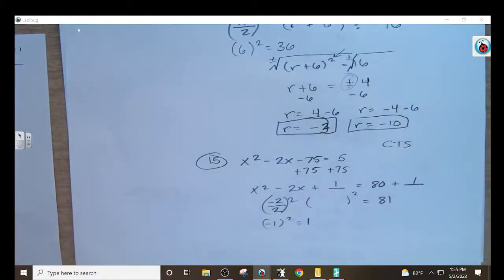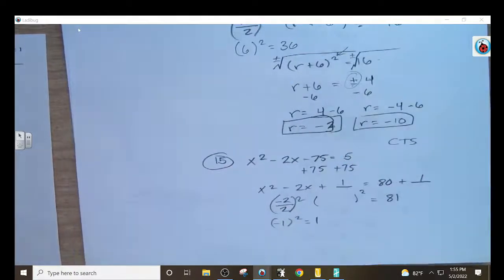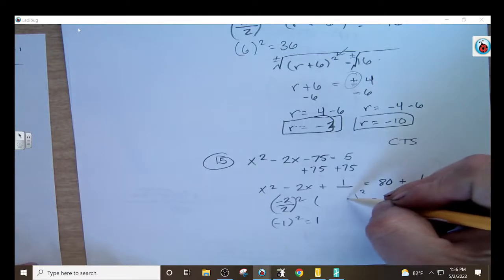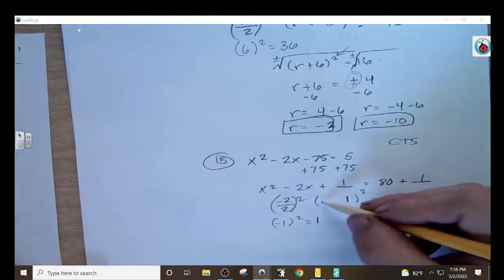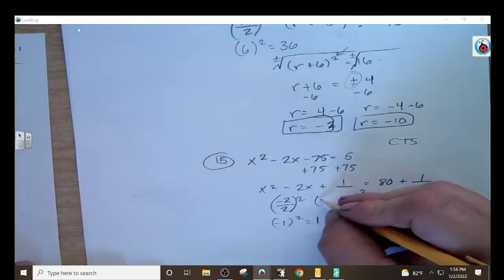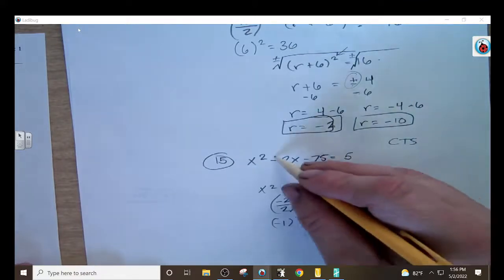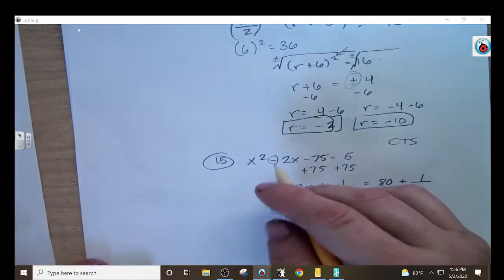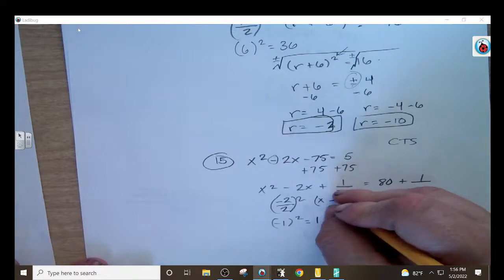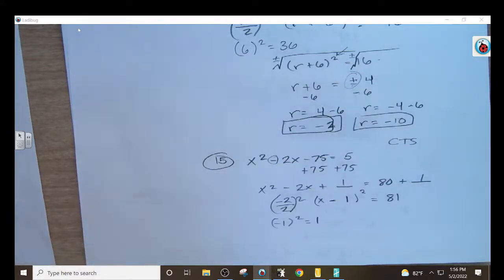Can anybody tell me what this inside the parentheses is going to look like? So the square root of 1 goes here, right? So that's 1. What goes here and here? The x, and the first sign, whatever that sign there is. Guys, this sign here is always the sign that goes here. So be careful to put that sign right. If not, it'll mess it up, okay?